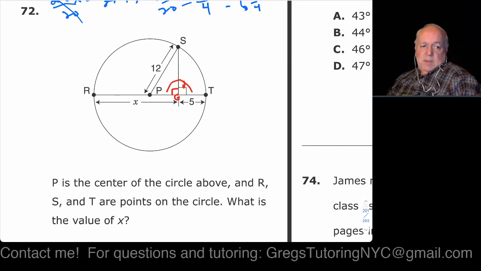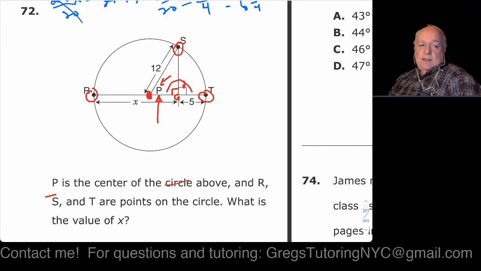Otherwise we'd be kind of randomly guessing stuff. So it says P is the center of the circle above. So we confirmed a whole bunch of stuff just by that statement. So P is definitely the center. That is not angle P, that is point P, right? This P right here does not mean this angle in here is angle P. It means this thing here that I'm solidifying in is point P. And R, S, and T are also points on the circle. So R is here, S is here, and T is here.